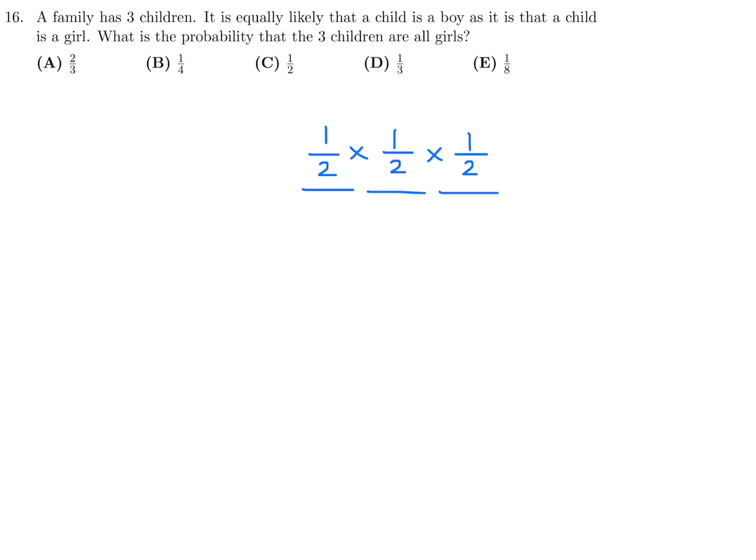And then you multiply them. 1/2 times 1/2 times 1/2 is 1/8. 1/8 is the probability that all 3 children are girls. Number 16, therefore, the answer is E.